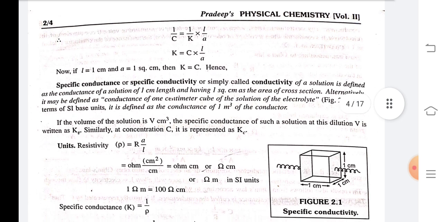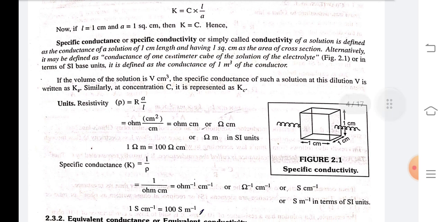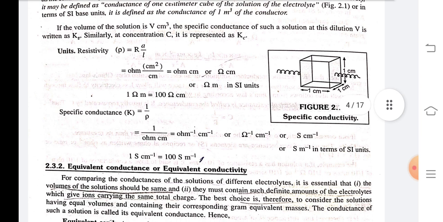Alternatively, it may be defined as the conductance of 1 centimeter cube of the solution of the electrolyte, or in terms of SI based unit, it is defined as the conductance of 1 meter cube of the conductor. If the volume of the solution is V centimeter cube, the specific conductance of such a solution at this dilution V is written as Kv. Similarly, at concentration C, it is represented as Kc. Units: resistivity rho is equal to R A by L is equal to ohm centimeter square upon centimeter is equal to ohm centimeter. Specific conductance K is equal to 1 by rho, 1 upon ohm centimeter, is equal to ohm inverse centimeter inverse.